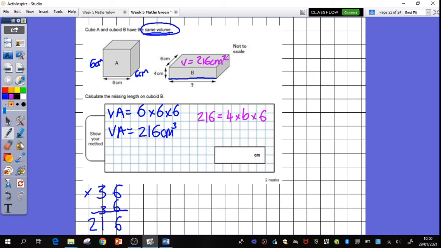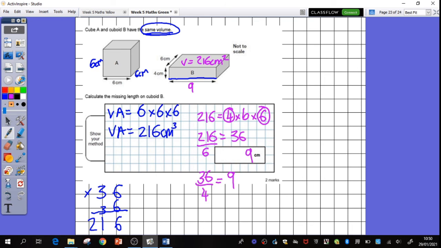So let's now work backwards. Let's do 216 divided by the 6 first. Gets me 36. Then I need to do 36 and divide it by that 4. So I've done the 6, now I'm going to do the 4. That should just leave me with the base. So 36 divided by the 4 gets me 9. So this side here must be 9 centimetres.